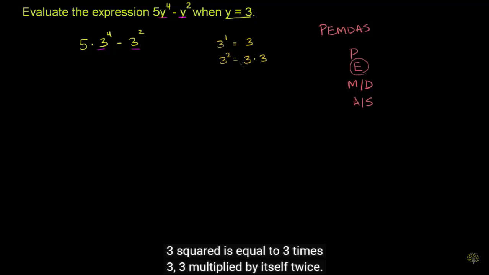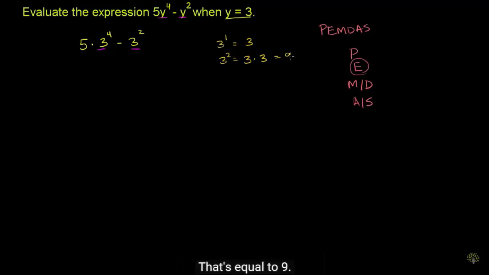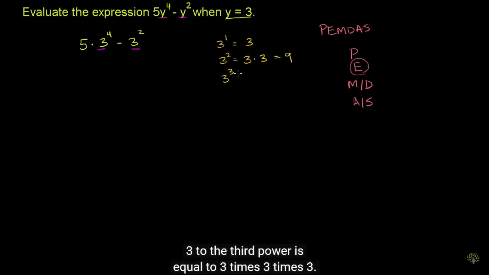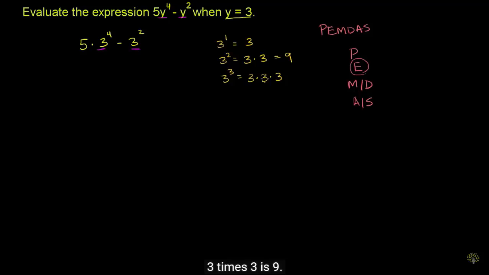3 multiplied by itself twice. That's equal to 9. 3 to the third power is equal to 3 times 3 times 3. Or you could view it as 3 squared times 3. So it'll be 9 times 3, which is equal to 27.